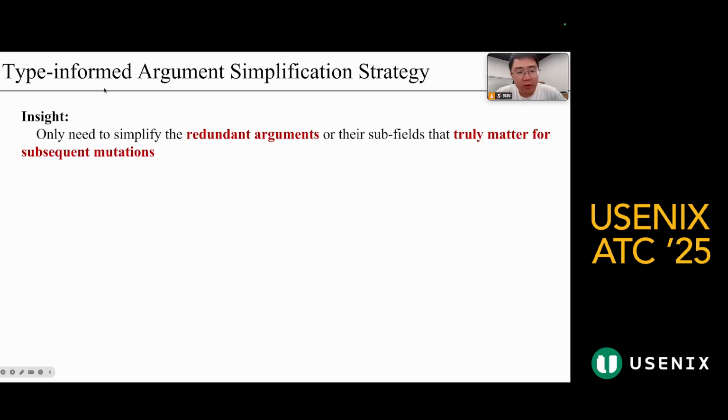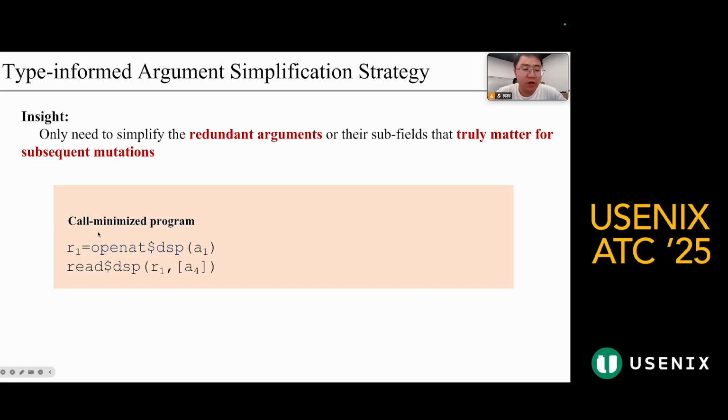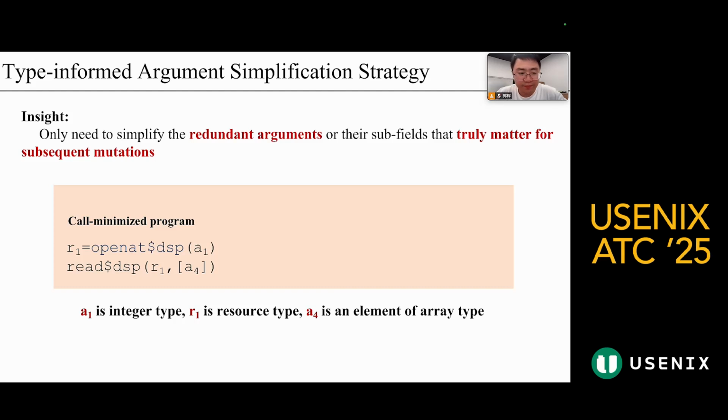For the type-informed argument simplification strategy, our insight is that we only need to simplify the redundant arguments or their subfields that truly matter for the subsequent mutations. For the program after call minimization, there are two calls and three arguments. Argument A1 is an integer type, R1 is a resource type, and A4 is an element of array type.